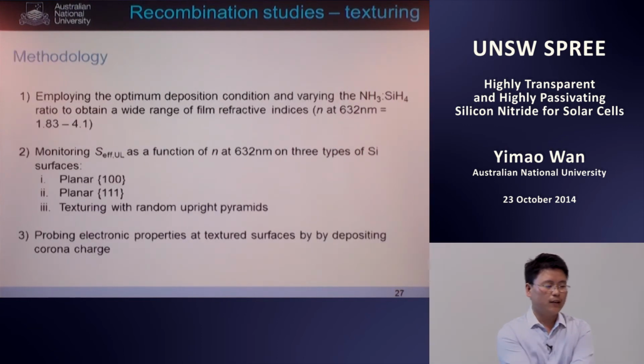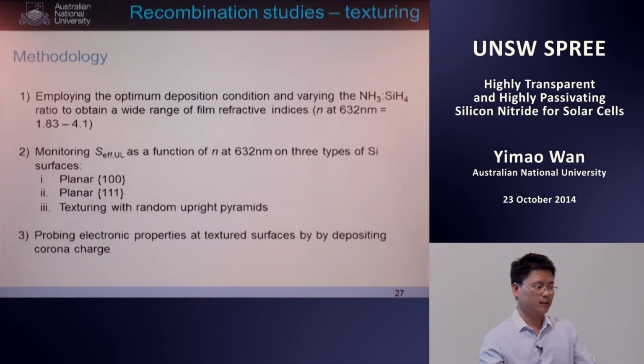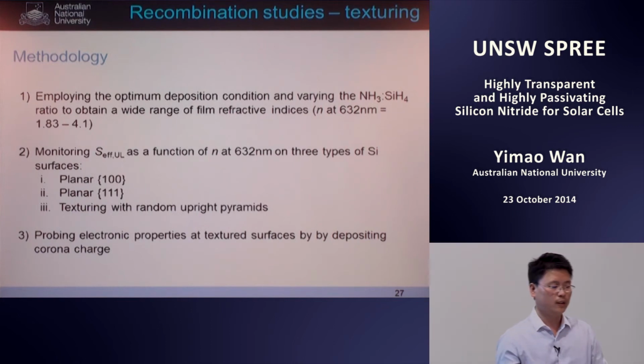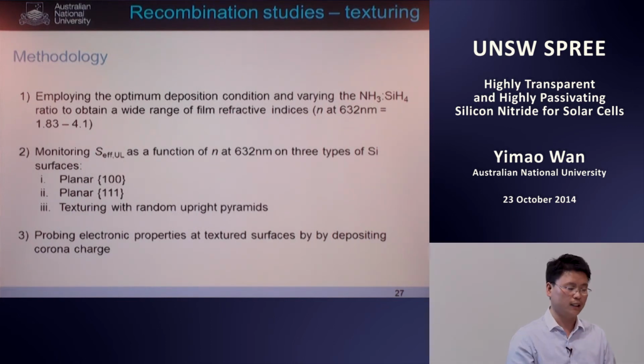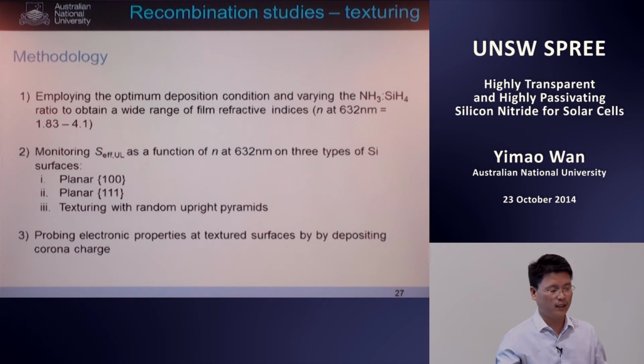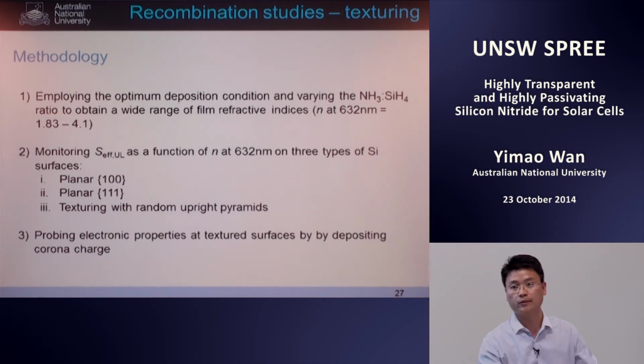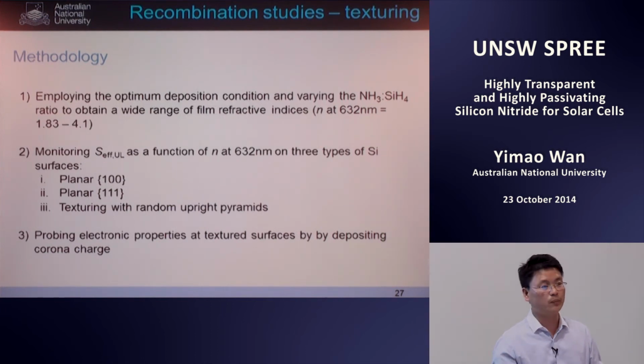And the next study is recombination at texture. The methodology here is we employ the optimum deposition condition, which is for the optimum silicon nitride, but we still vary the precursor gas ratio, because that is still the most sensitive parameter to obtain a wide range of refractive index, which means a wide range of film stoichiometry.